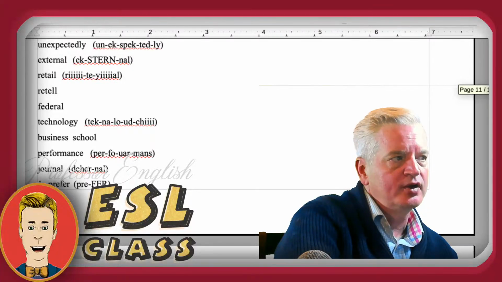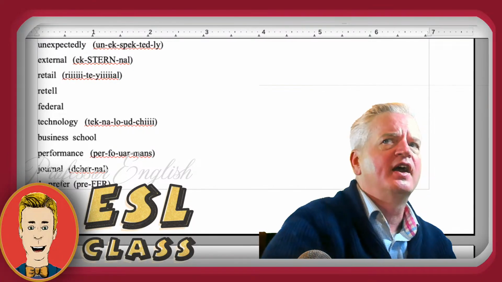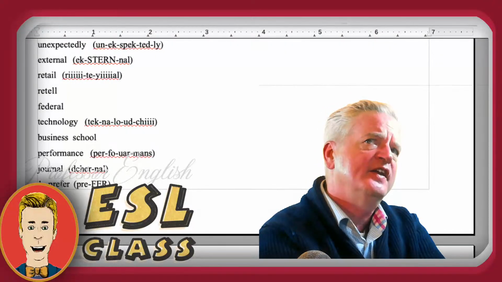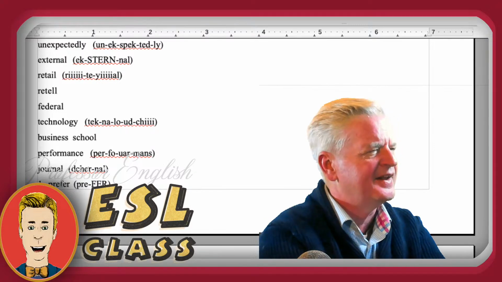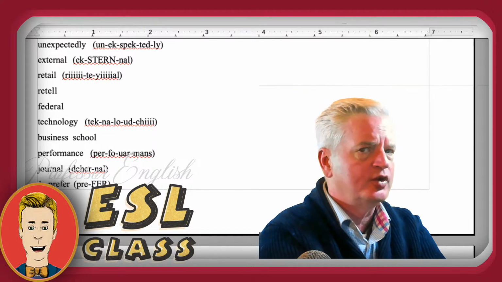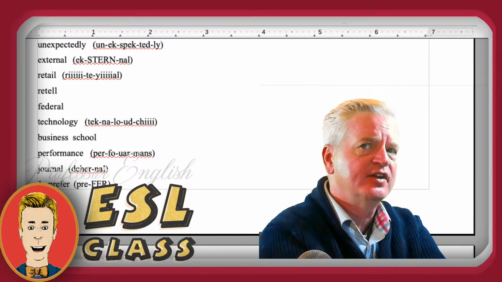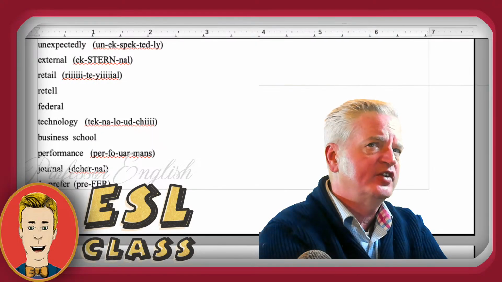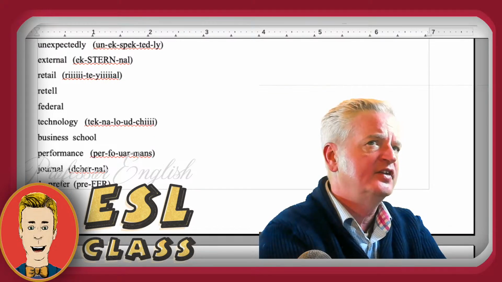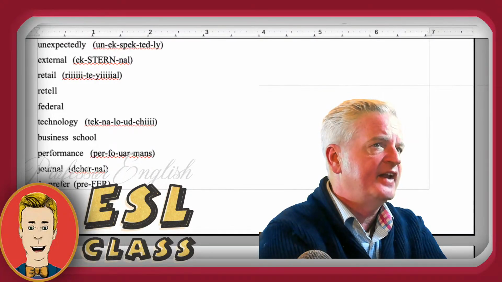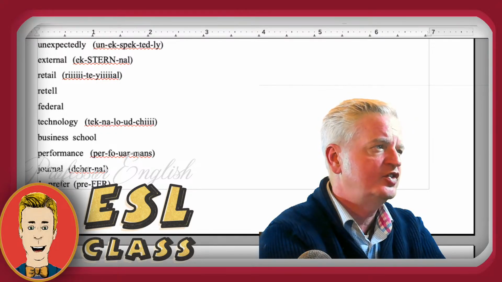External. I think Koreans maybe have a hard time with X sounds. I think she says something weird like that. But it's external. So that again is very short. Stern. I think normally E is a very short sound, but the stress here is on that syllable, so you make it longer. External. And that nal is very short. So it's short, long, short. External.